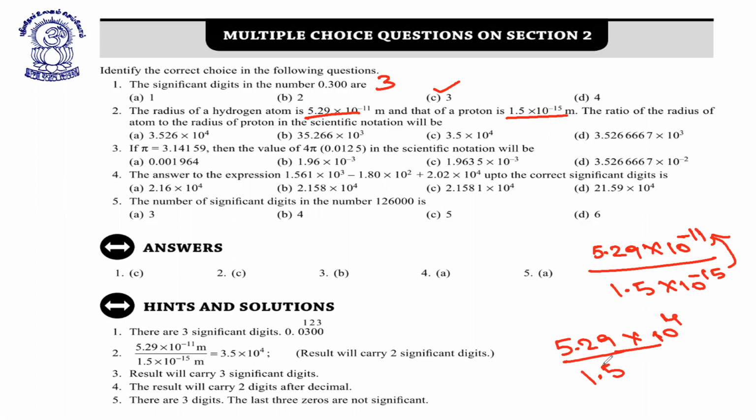So 5.29 divided by 1.5 comes to 3.5 times. 1.5 how many times in 5.29? Approximately 3.5 times. So the answer is 3.5 × 10 to the power of 4. So the answer is option C.